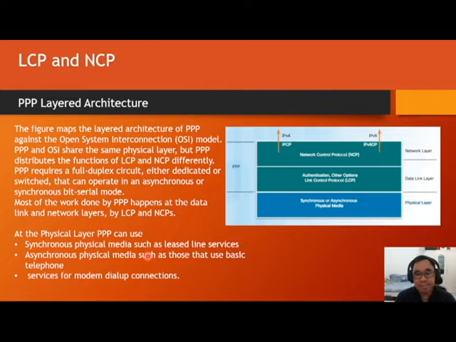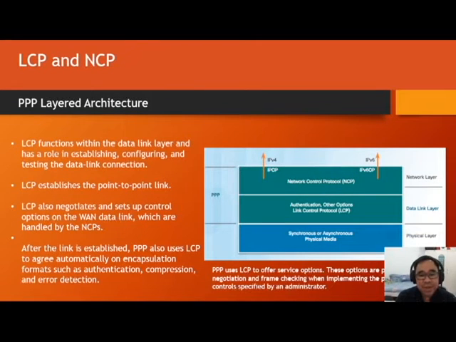At the physical layer, PPP can use synchronous physical media such as leased line services, and asynchronous physical media such as those that use basic telephone service for modem dial-up connections. LCP functions within the data link layer and has a role in establishing, configuring, and testing the data link connections. LCP establishes a point-to-point link. LCP also negotiates and sets up control options on the data link, which are handled by the NCP. After the link is established, PPP also uses LCP to agree automatically on encapsulation formats such as authentication, compression, and error detection.